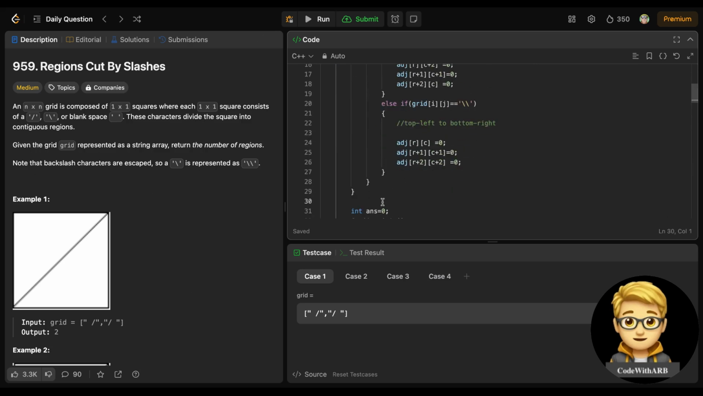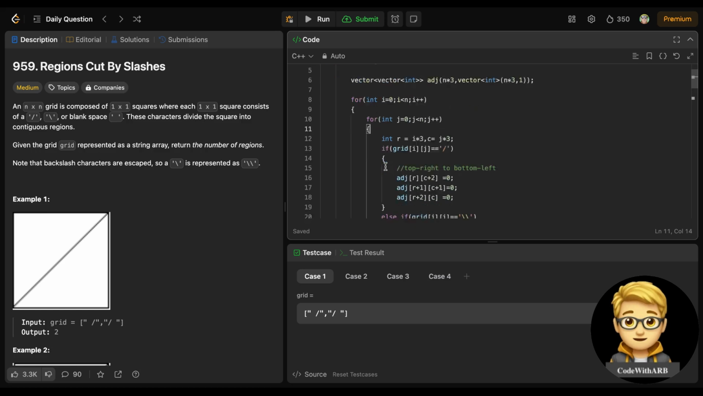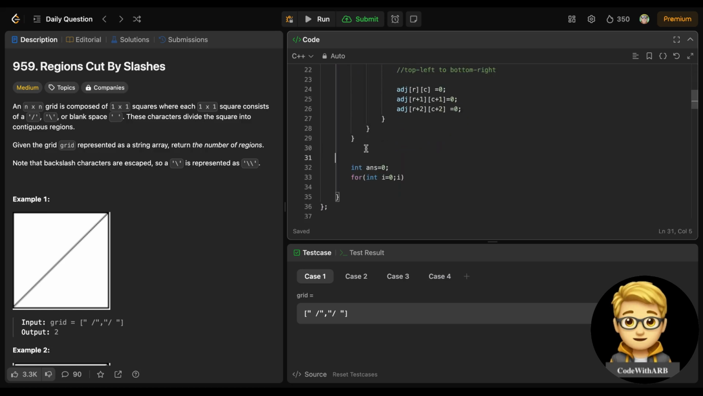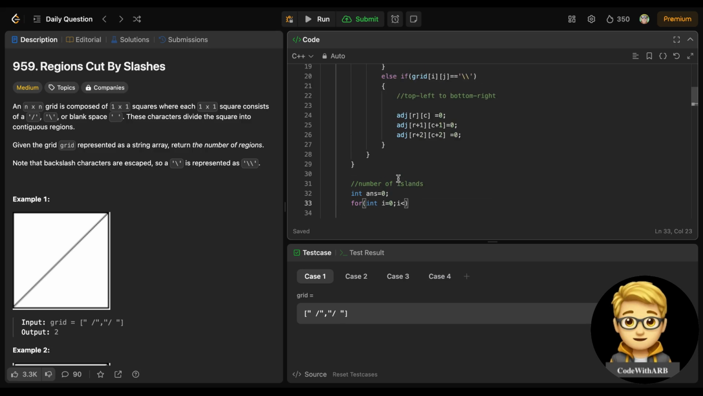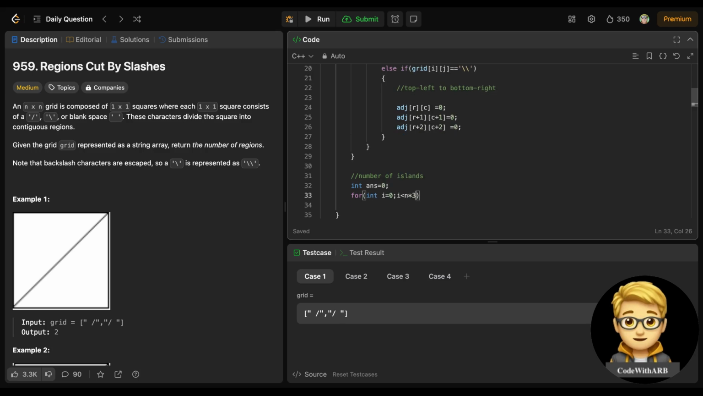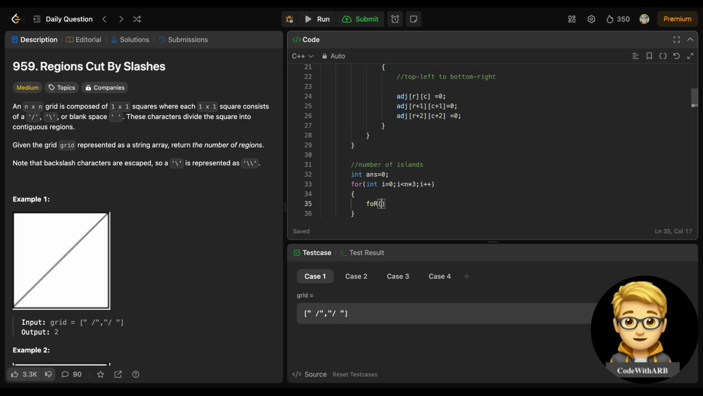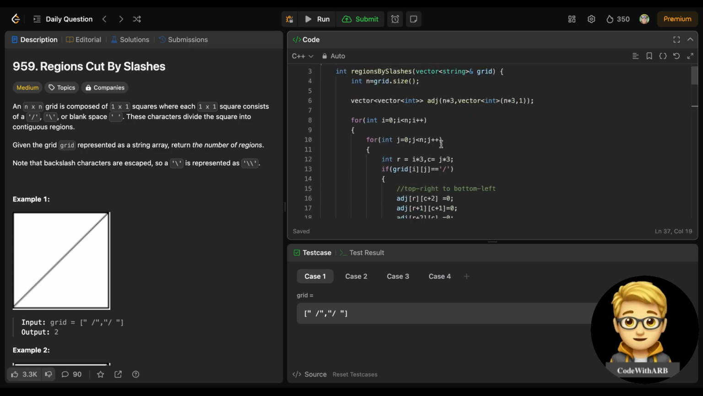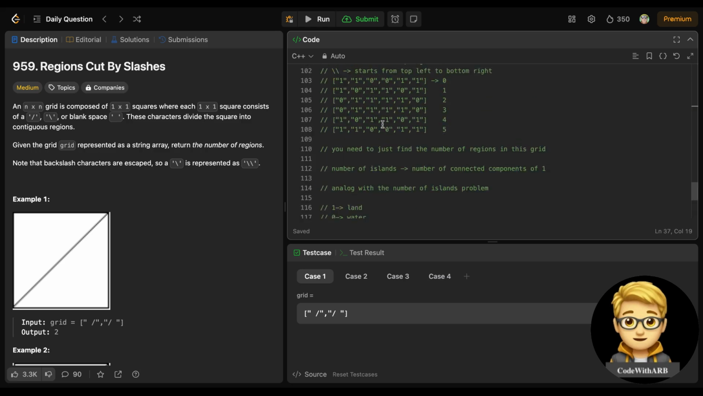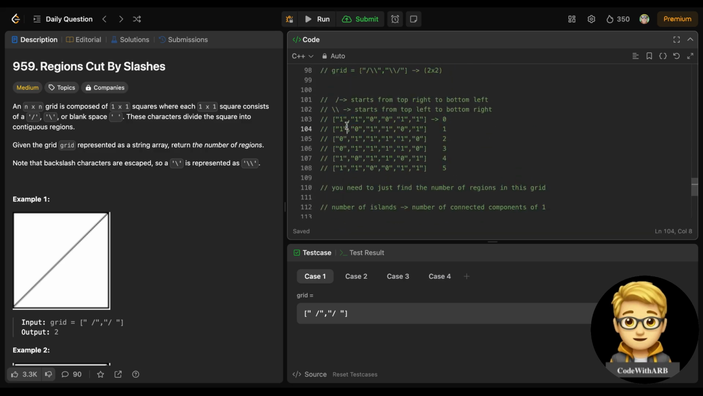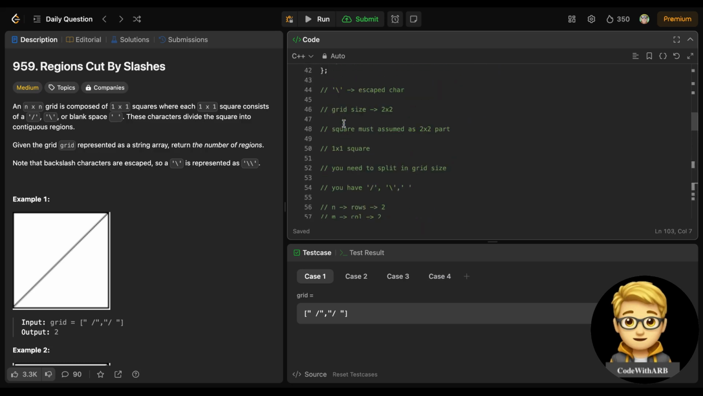This question ends here. Now the question becomes the number of islands. We will iterate over each part: for i from 0 to n into 3, i plus plus, for j from 0 to n into 3, j plus plus. We will check whether we have a one or not, because one is the land. So we need to check whether we have one or not.